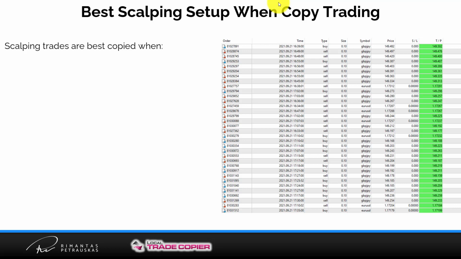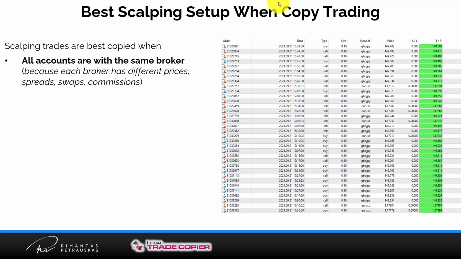Okay, guys? So scalping trades are best copied when, first thing, all accounts are with the same broker. Technically, you can use a trade copier with any broker. You can have different brokers, different MT5, MT4, and so on. It doesn't matter. But when you're doing scalping, you're aiming for 1, 2, 5 pips or whatever, or some people are just aiming for half a pip. It's like, oh my god. So you have to use the same broker. There is no other way.